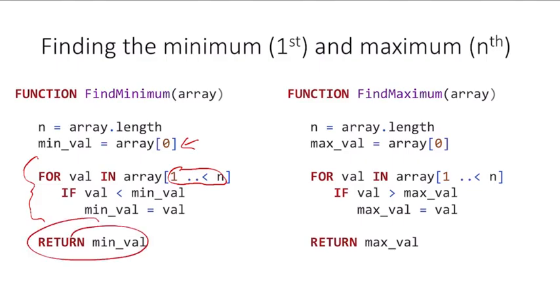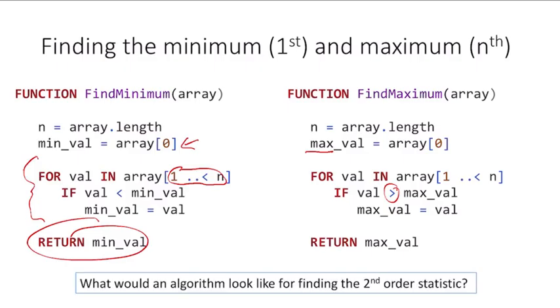The only difference over here is that I've called it max value, and I'm using a greater than symbol instead of a less than symbol. So pretty simple. But let's build on this, and let me ask you next, what would an algorithm look like for finding the second order statistic? So that would be the second smallest number.